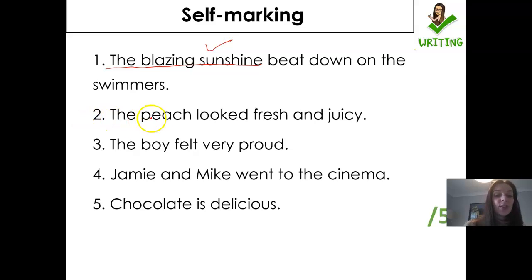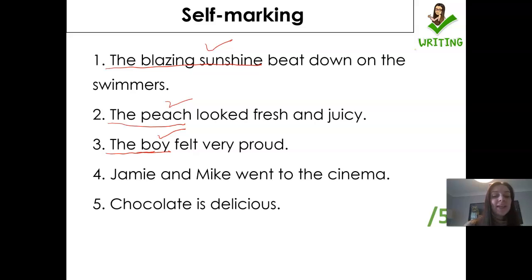Number 2, the peach looked fresh and juicy. So the subject here is the peach. Give yourself a tick if you got that right. Number 3, the boy felt very proud. Okay, well done if you identify that the subject wasn't boy, that would be incorrect, but it must be the boy, the whole phrase.